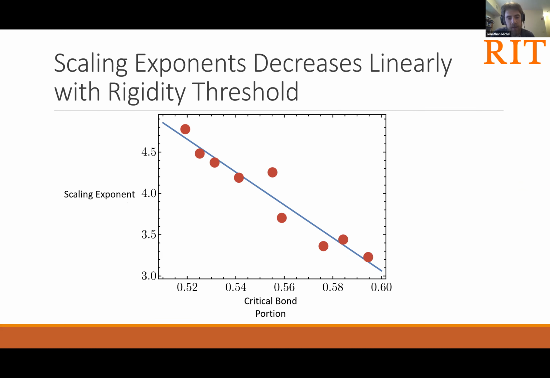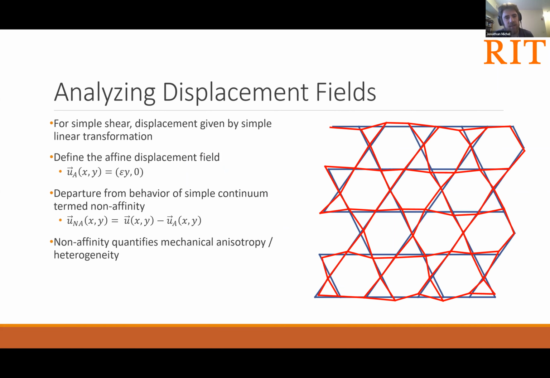Broadly put, the larger the critical bond portion, the lower the scaling exponent. So it would seem as though somehow this correlation strength of 0.6 is offering us an optimal economy of material. You're getting the most bang for your buck. And so we'd now like to turn to a micromechanical assessment of the deformation mechanics of our networks to get some more mechanistic insight into why this might be the case.